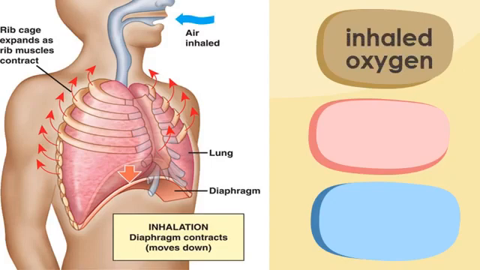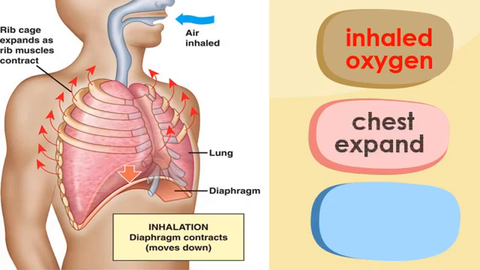Inhaled oxygen. Again, let's read. Inhaled oxygen. So oxygen enters the lungs through inhalation. Next, chest expand. Again, let's read. Chest expand. So this is achieved by the contraction of various muscles attached to the ribs which pull them up.